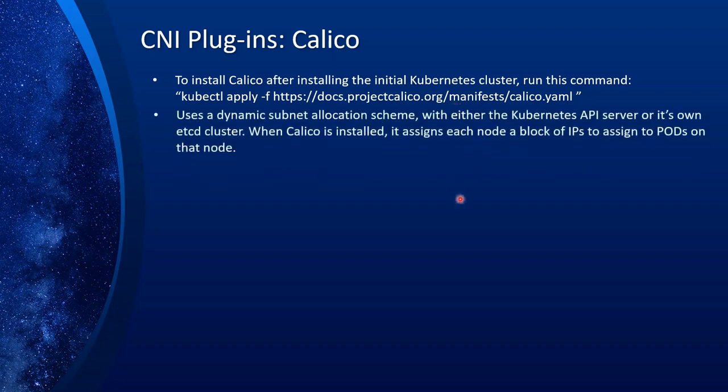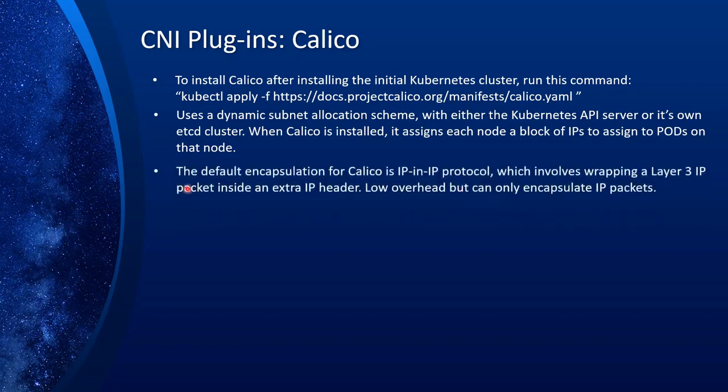Calico uses a dynamic subnet allocation scheme, which basically uses the Kubernetes API server etcd, or you can set up its own etcd if you want to do it that way. That holds the reference of what IP ranges will be assigned to each node. Once Calico is installed, it assigns a block of those IPs to each node, and each node then becomes responsible for assigning IPs to the pods that it creates inside it.